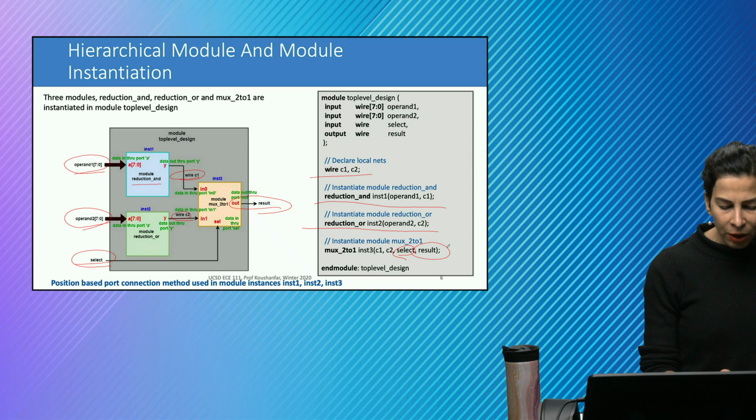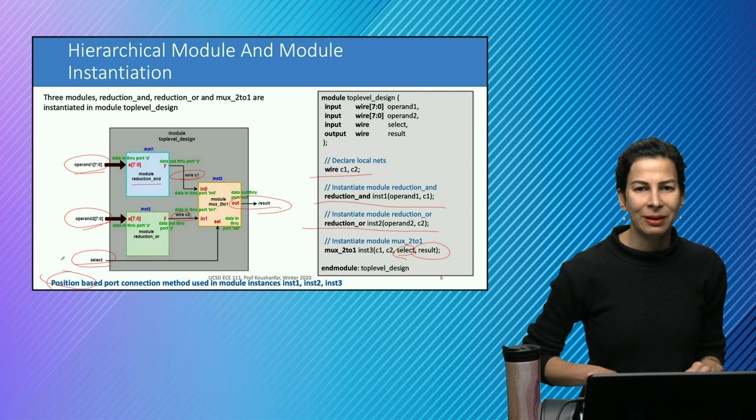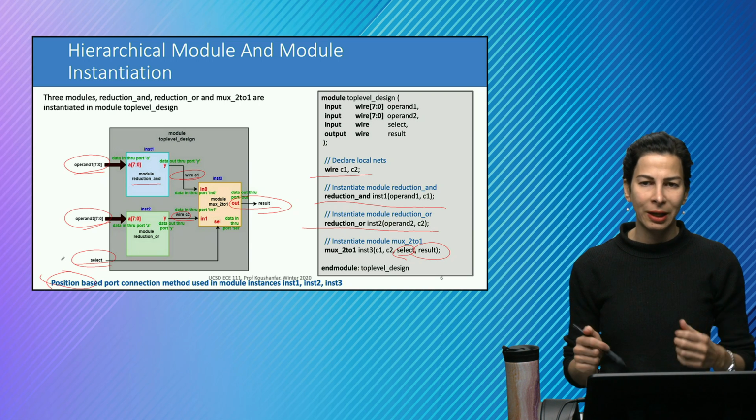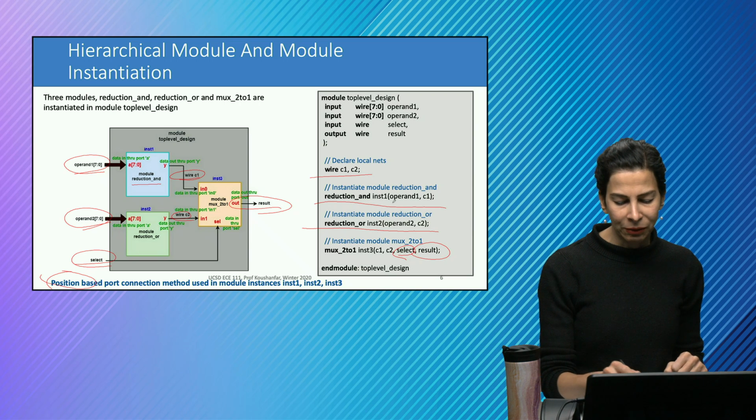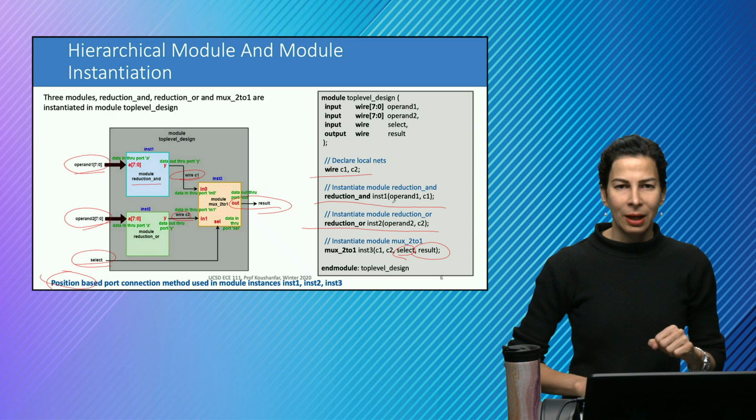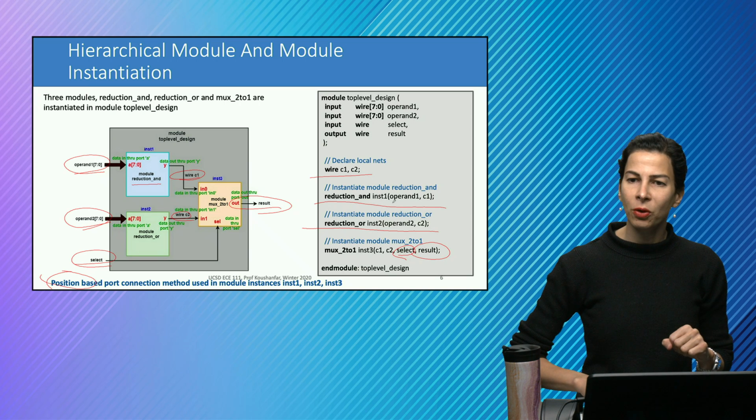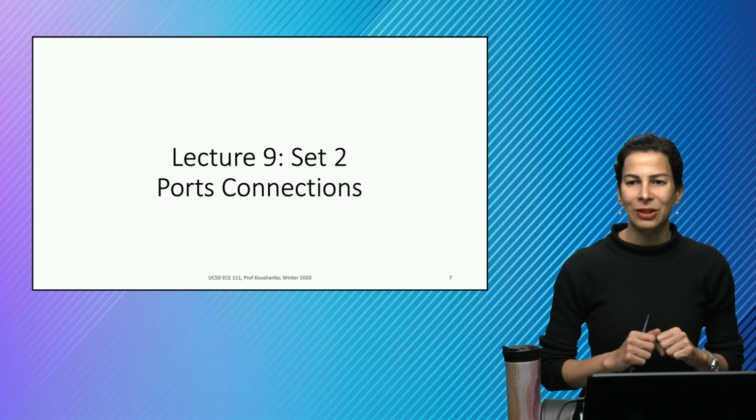So this is called a position-based port connection, as we will see shortly. What it means is that the position of the signals, when I'm defining this reduction OR and reduction OR, the position of the modules is going to tell me what's going on. Let's go to a more formal definition for port connections in the next set.